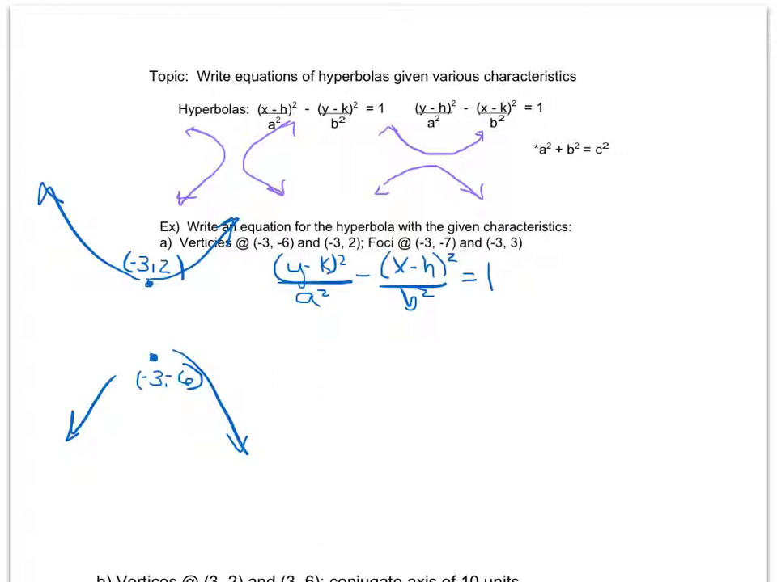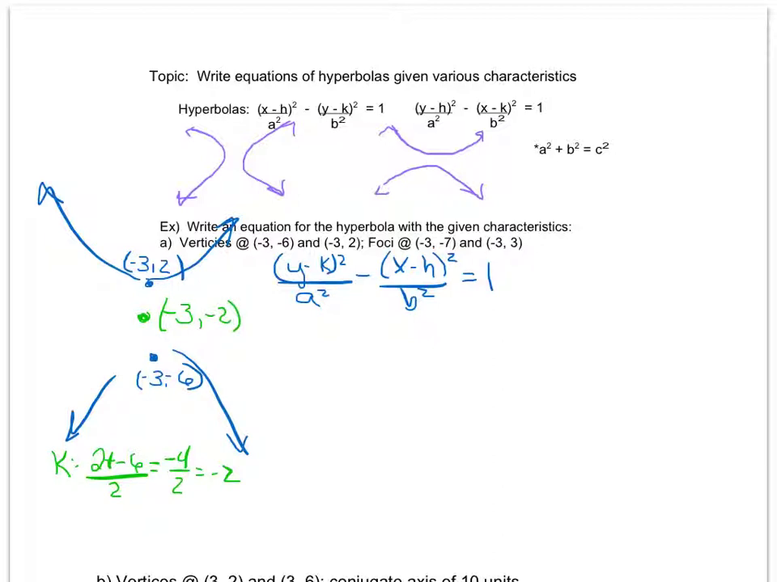So first thing I'm going to look for is my center. My center is going to fall in the middle of my two vertices. It will line up with the vertices, so I know my h value is going to be -3. To find my k value, I'm going to know that my k is going to be the midpoint of -6 and 2. So I'm going to go ahead and use my midpoint formula. Remember, that's just an average. 2 plus -6 over 2. It's going to be -4 over 2 or -2. So now I know my h, k.